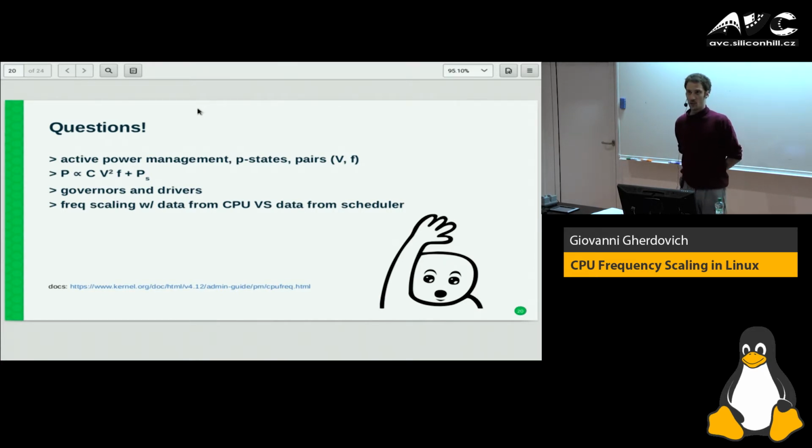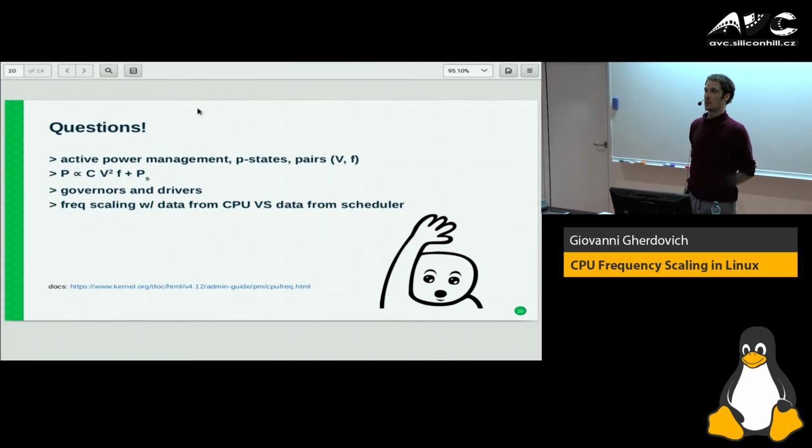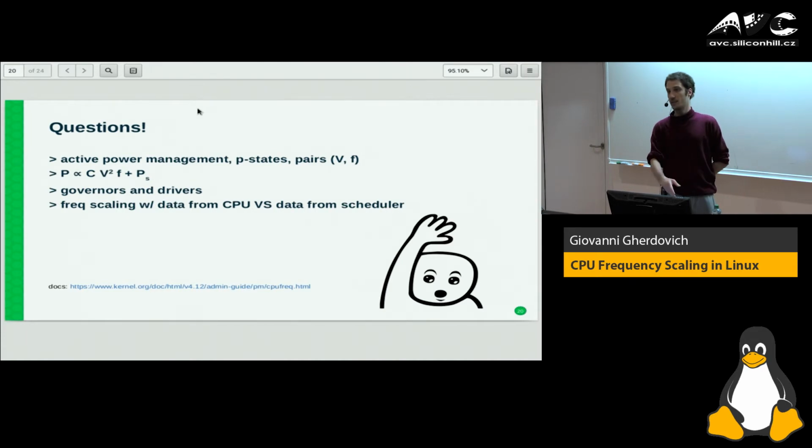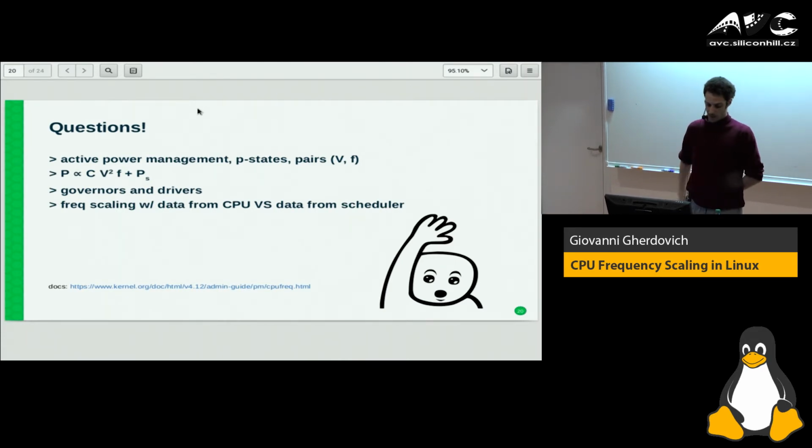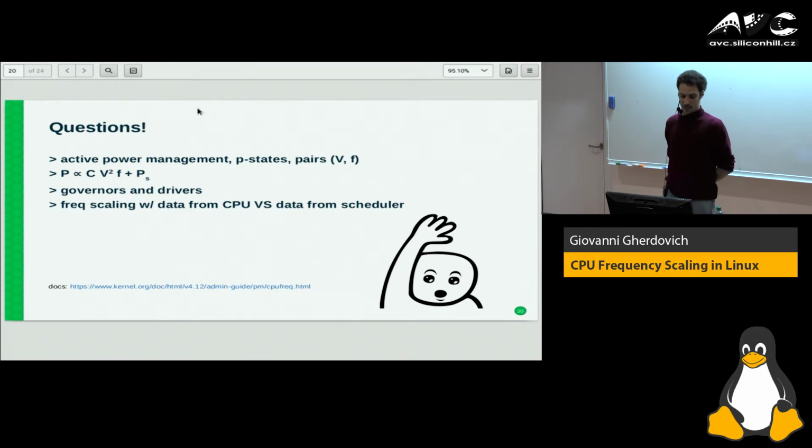We talked about active power management, so no suspend resume, no idle power management. We defined P-states. We know that they are a couple of voltage and frequency. We learned about this fundamental formula that tells us how much instantaneous power is consumed by the CPU. The energy is the integral over time of this formula. We know what the governor is, what a driver is, and then we have seen frequency scaling with data coming from the CPU versus a more accurate picture of what's happening, with data coming from the scheduler. And I believe we had 10 minutes for questions.